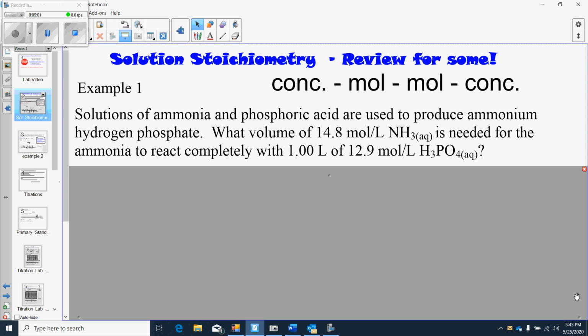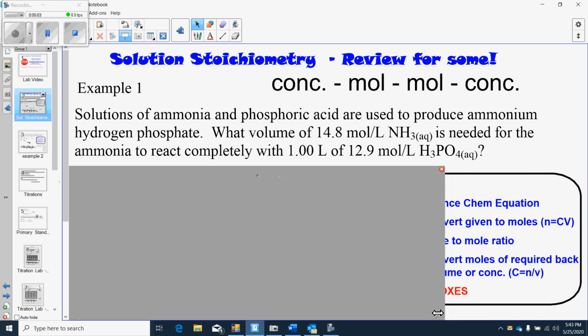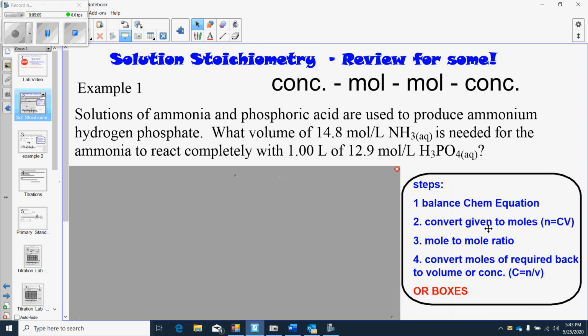And that, if you recall, is the first step of stoichiometry. So these are always going to be the steps. Any type of stoichiometry, these are your steps. So the first step is a balanced chemical equation. That's key because we need to have the coefficients correct so that our mole-to-mole ratio will be correct.